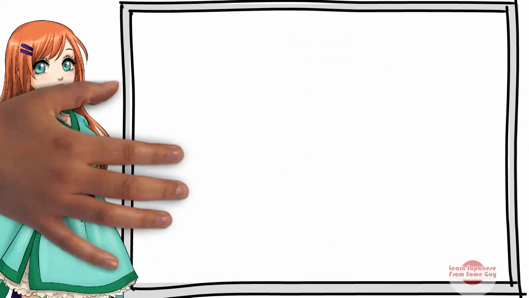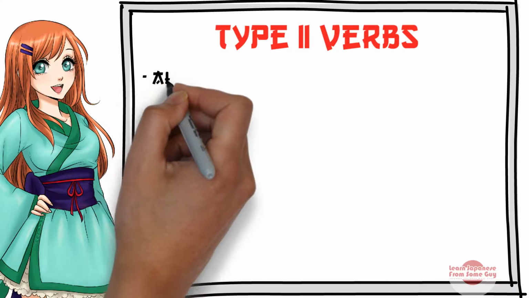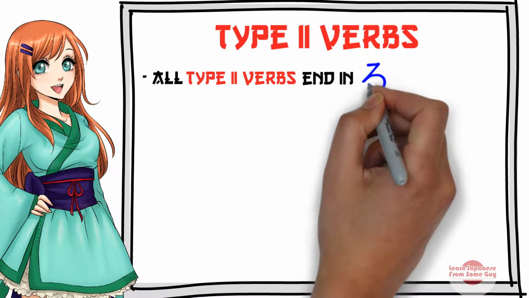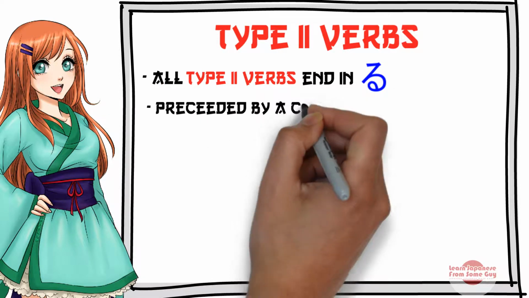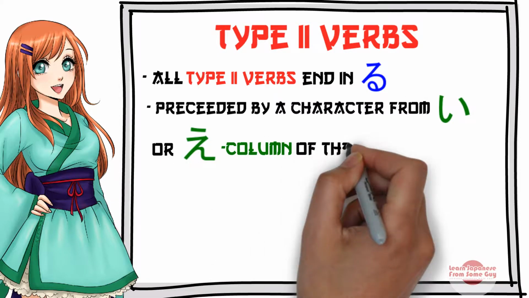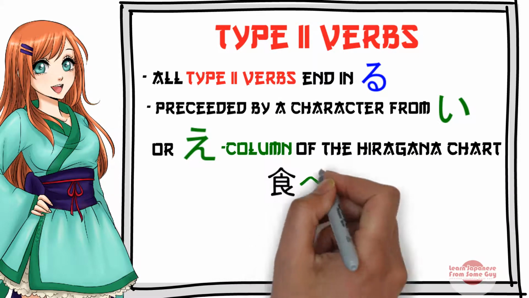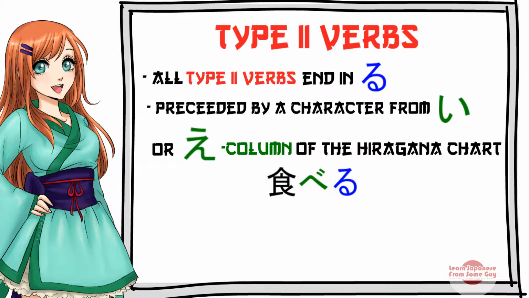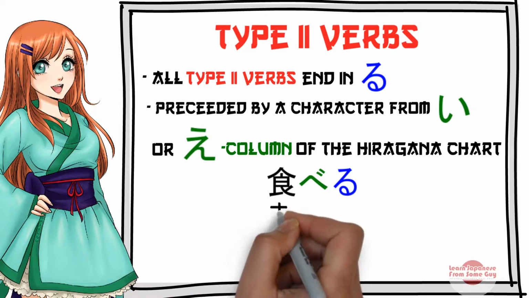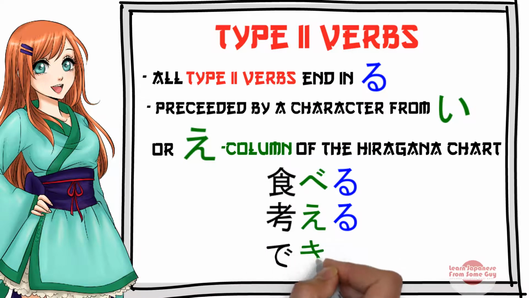Now let's look at type 2 verbs. All type 2 verbs will end in ru and will be preceded by a character from either the i or e column of the hiragana chart. Here are some examples. 食べる to eat, 考える to think, できる to be able.